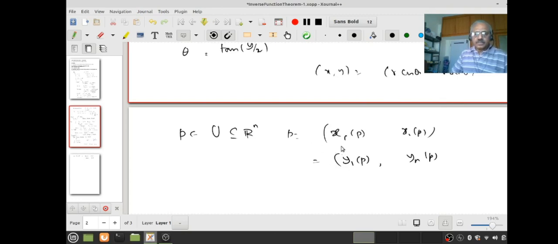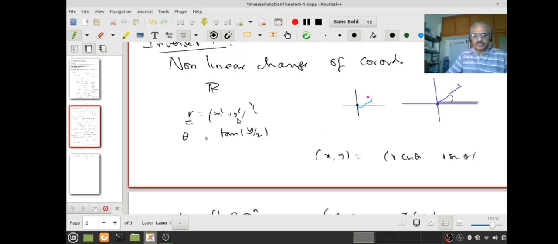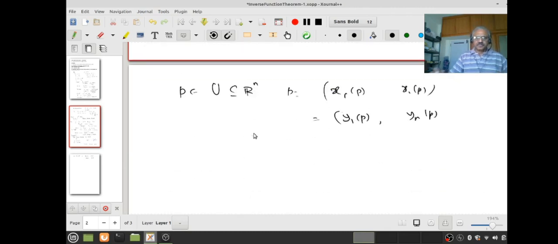Okay, therefore my x1 is going to be a function of y1 to yn, and xn is going to be a function of y1 to yn, or the other way around. Y1 is a function of x1 to xn. For example, here x is a function of r and theta. You follow that? Whereas r is a function of x and y, theta is also a function of x and y, and something more also. It's a function. Okay, you follow that? So the transition from the x coordinates to the y coordinates, or the other way around, is non-linear.